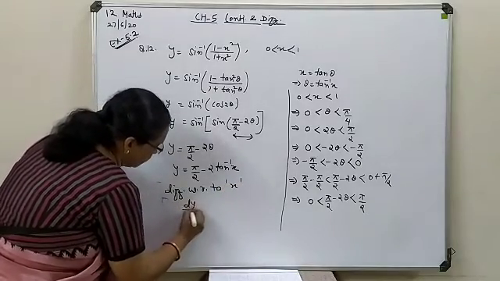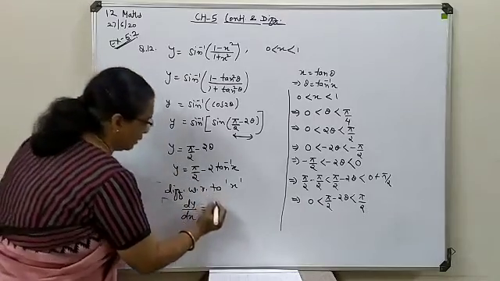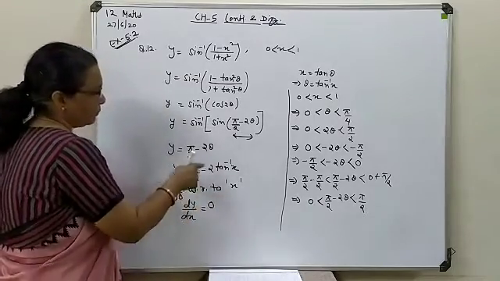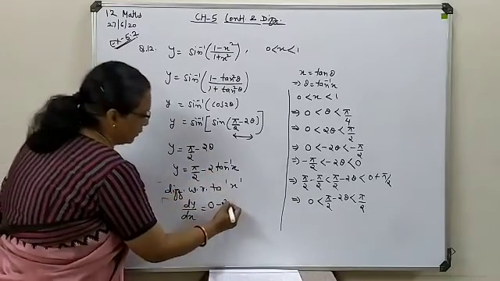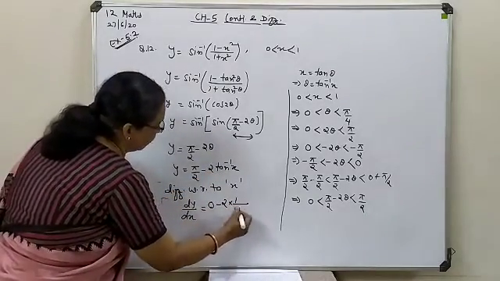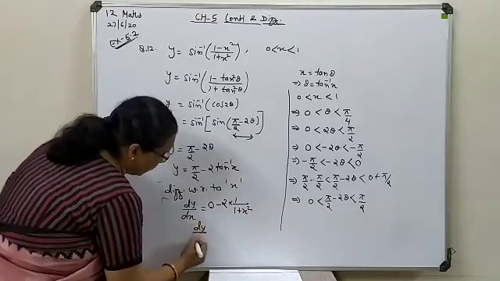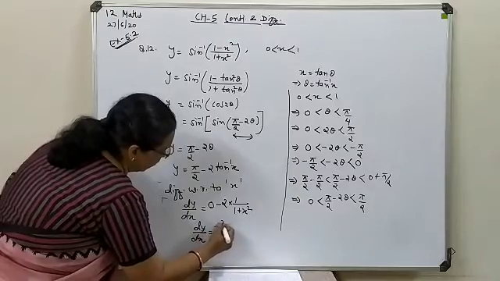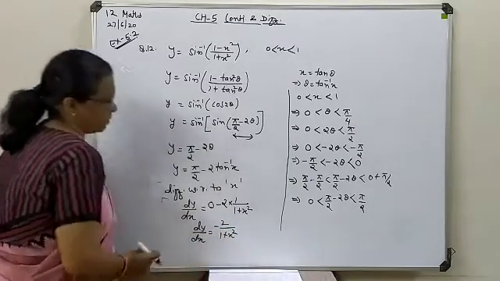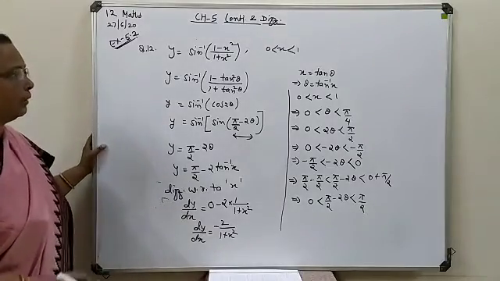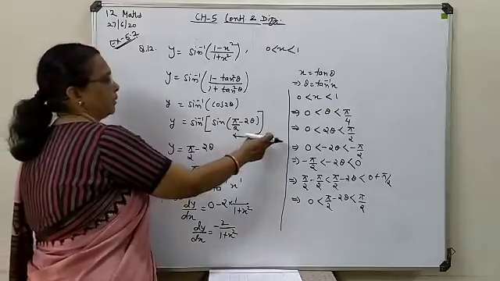So dy by dx. Pi by 2 is a constant quantity, so its derivative will be 0. This is minus 2 times the derivative of tan inverse. In the last question also we wrote 1 upon 1 plus x square. So finally, dy by dx will be minus 2 upon 1 plus x square. So this way you can handle the situation if you are not within the proper range.